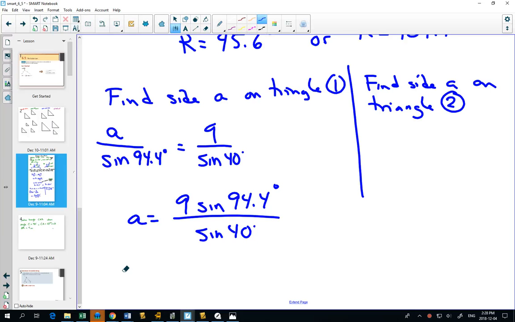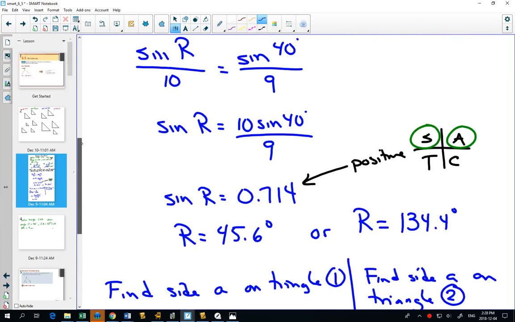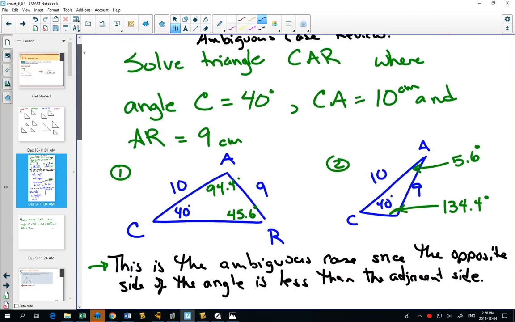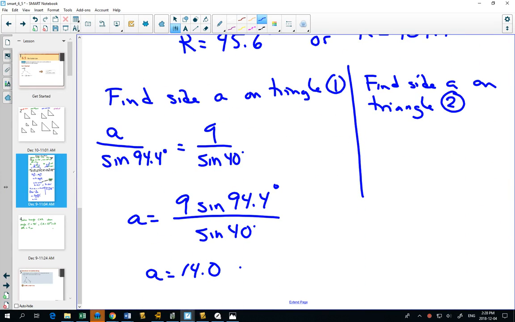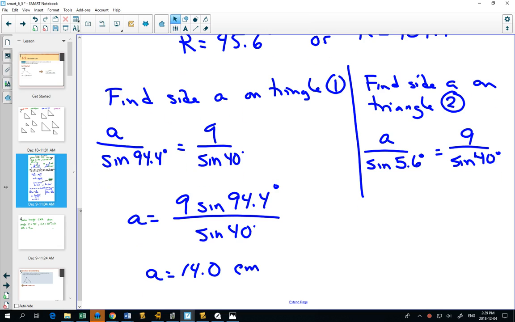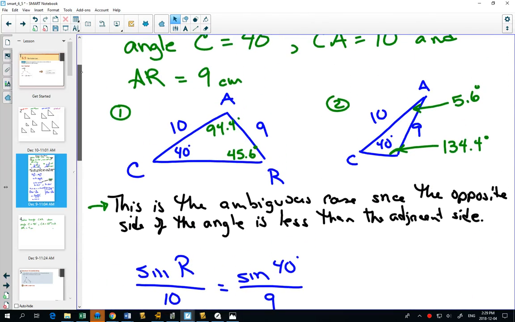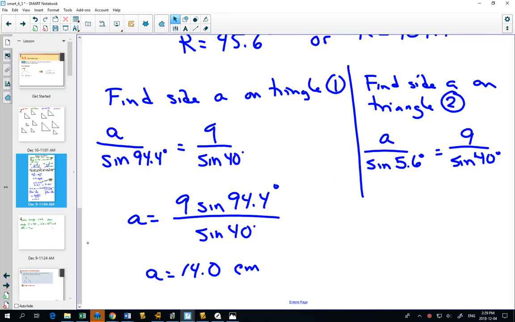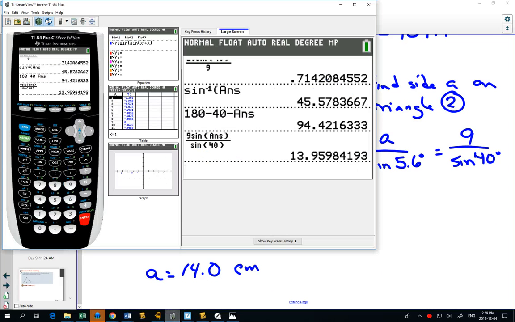Were there units involved in this question originally? Centimeters. So I need to make sure that I include centimeters for my answer. On triangle 2, it's going to be A over sine, is it 5.6 degrees? Let's have a peek back at our triangle, make sure I've got the numbers right. 5.6 degrees. So I need to make sure that I'm using all of my correct decimal places.